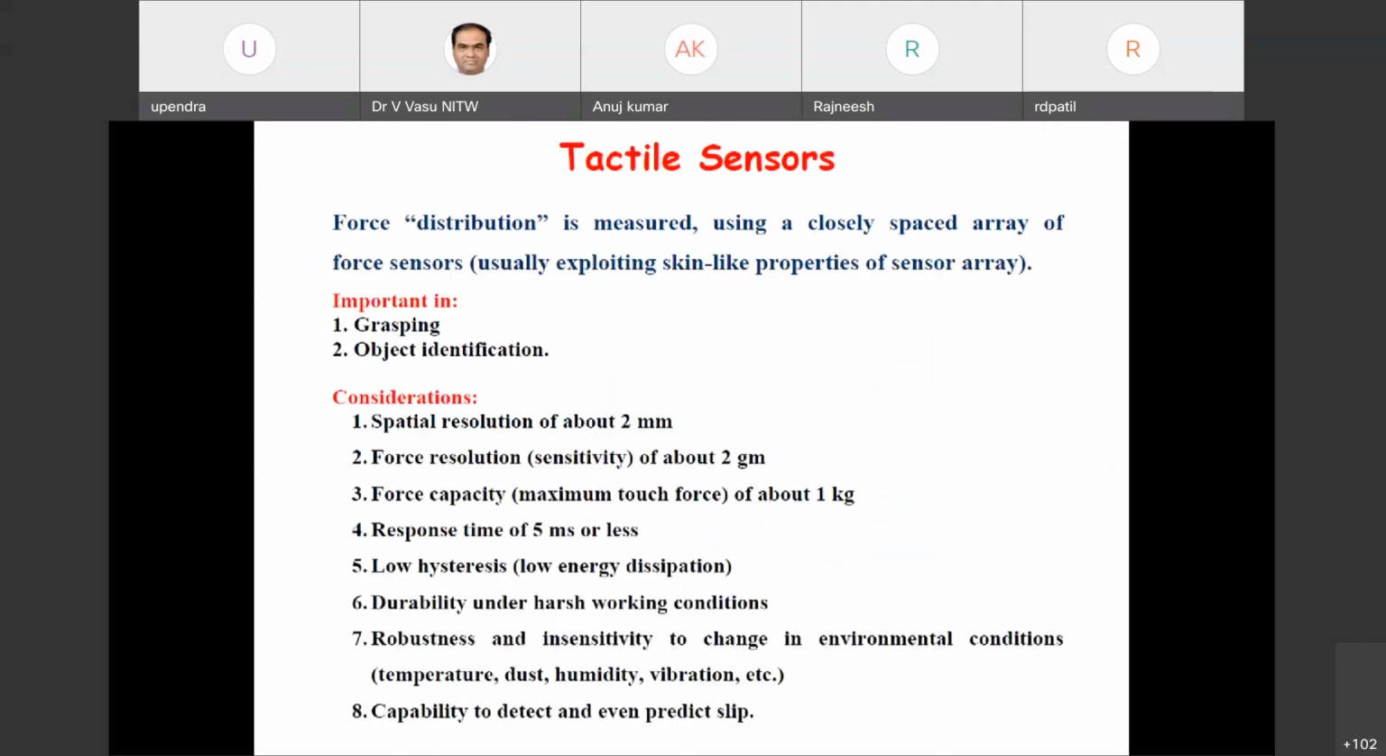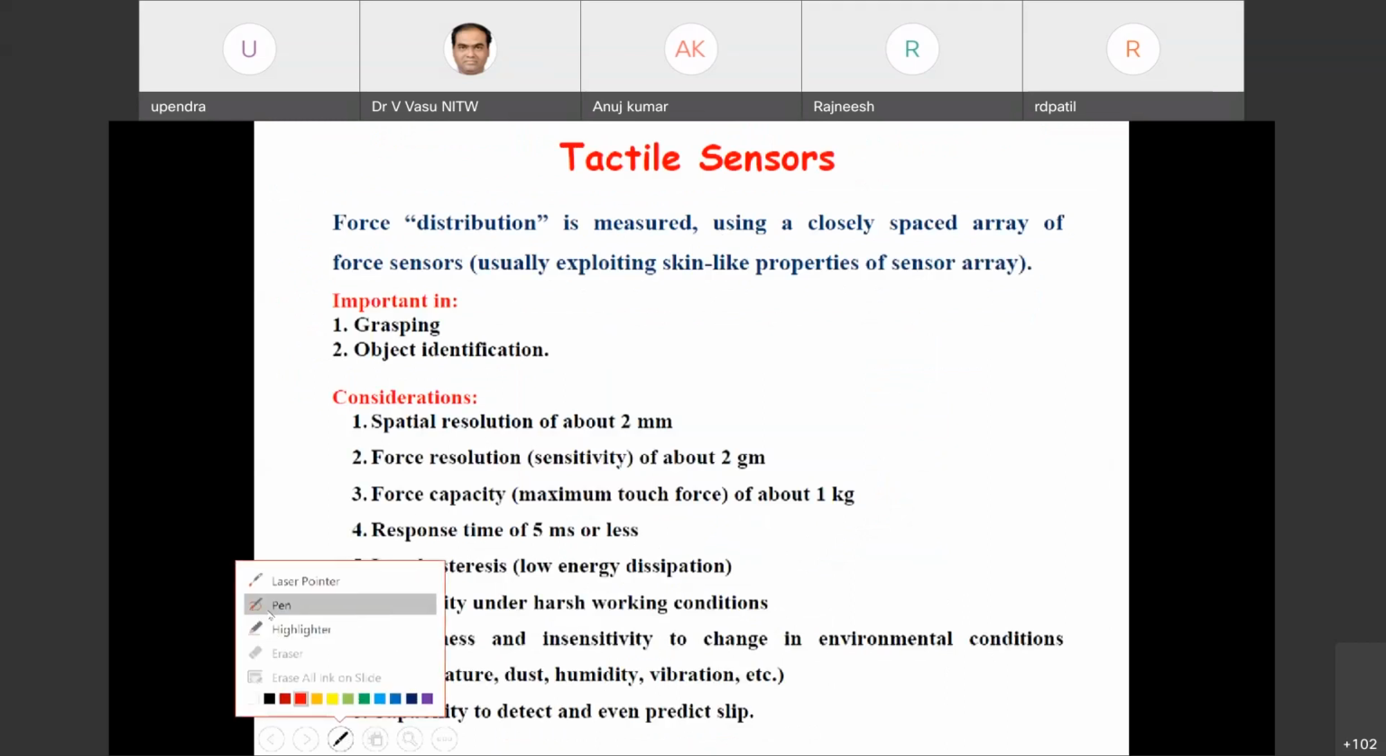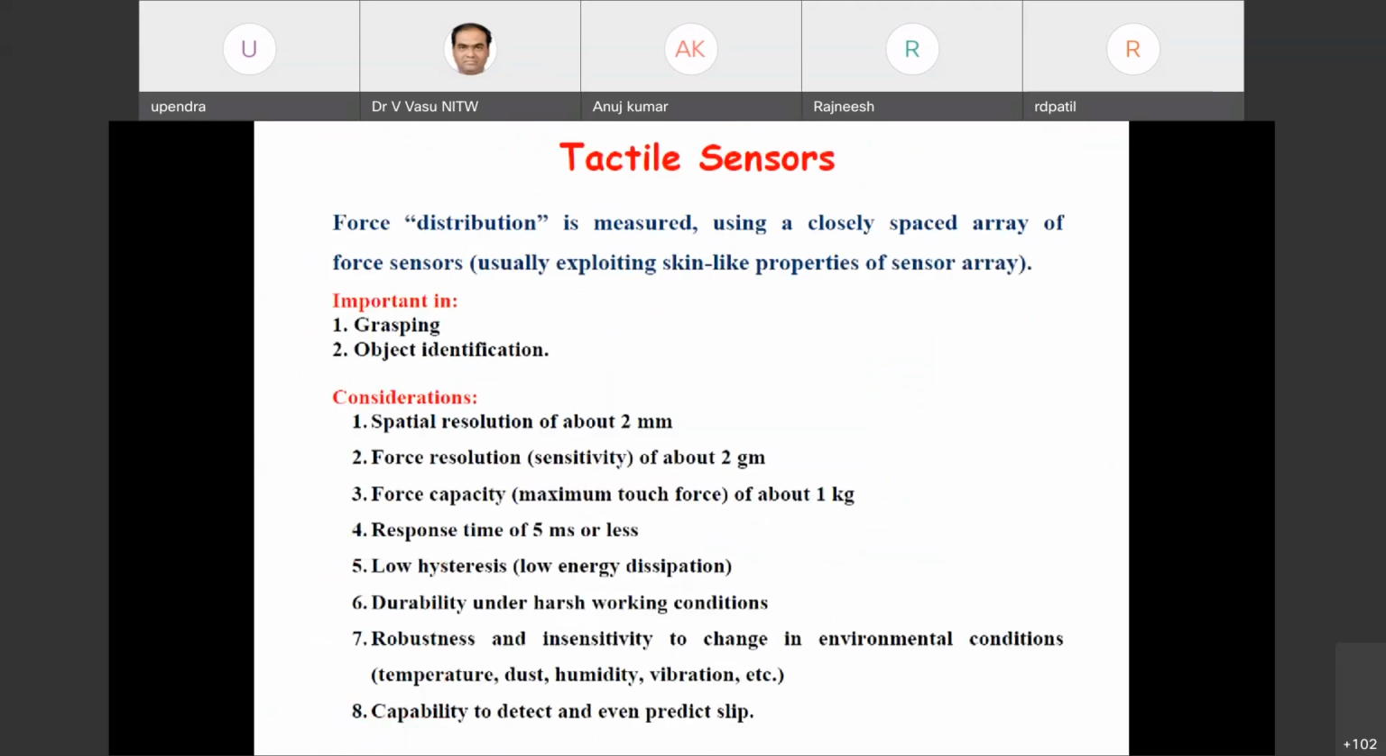So next are the tactile sensors. The tactile sensors are mainly used in robotic applications for safety precautions.